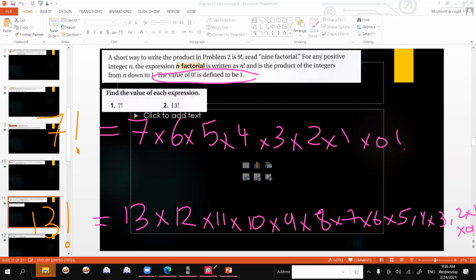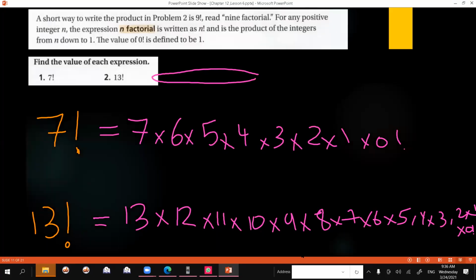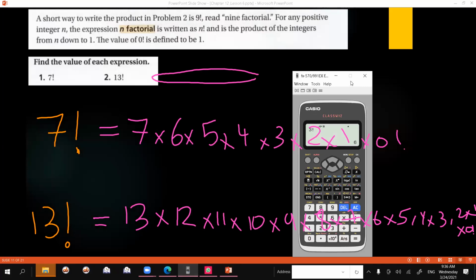Okay. Now let's see what is the method that I can use to find the factorial here. This method is by using the calculator. Look at this calculator here now.